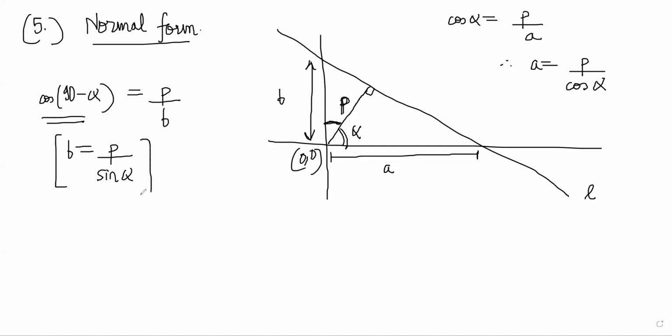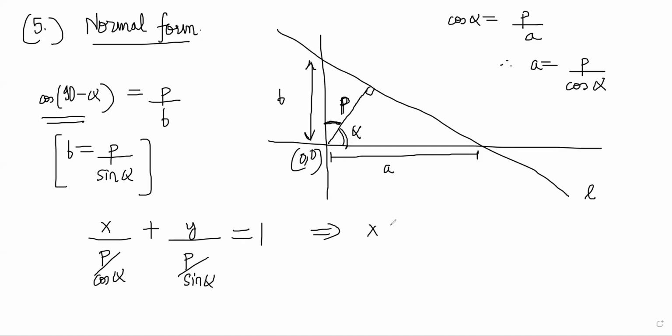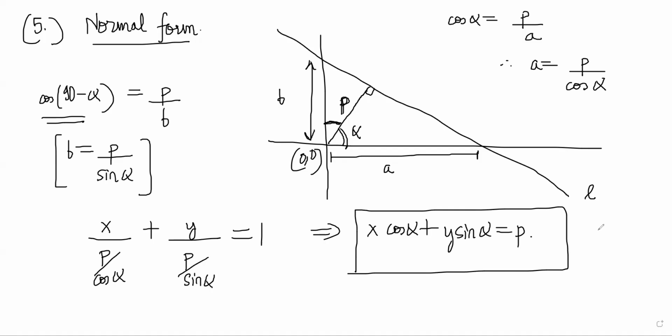So we know the distances a and b, and you can see that these are the intercepts, x-intercept and the y-intercept. So using intercept form, x by a, which is x by p by cos alpha, plus y by b, which is y by p by sine alpha, is equal to 1. That gives us x cos alpha plus y sine alpha is equal to p. And that becomes the line equation in the normal form. Here, you know the length of the normal p from the origin to the line, and you also know the angle that the normal makes with the positive x-axis. So then you get this line equation, right?